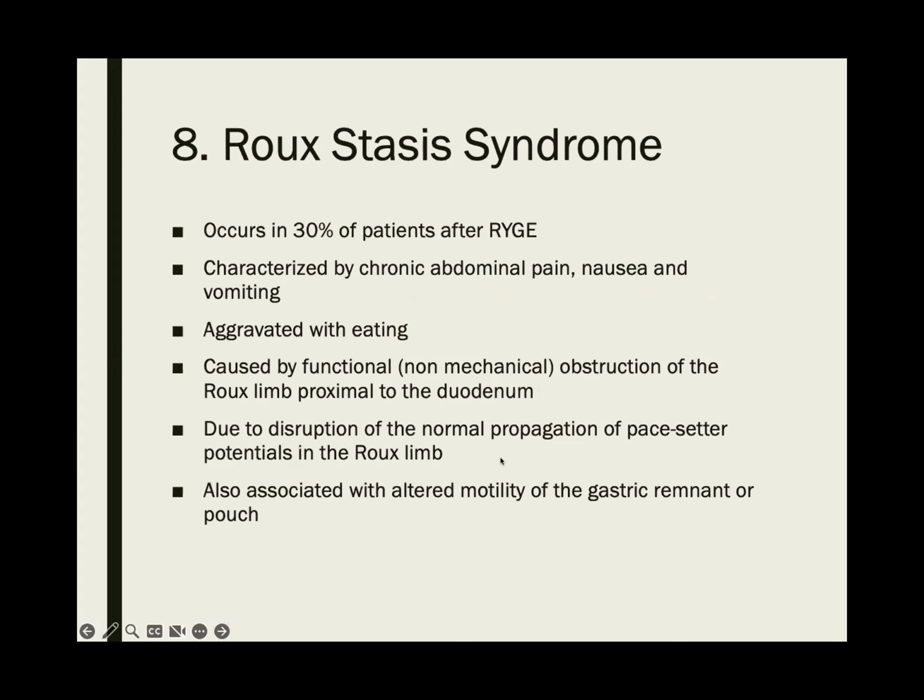So it's due to disruption of the normal propagation of pacesetter potentials in the Roux limb, also associated with altered motility of the gastric remnant or pouch. So this is related to the innervation and surgical manipulation and the disruption of that, so the consequence of that to the motility.